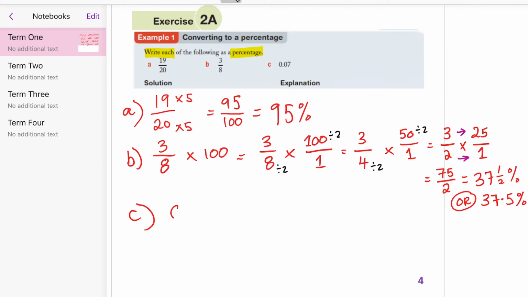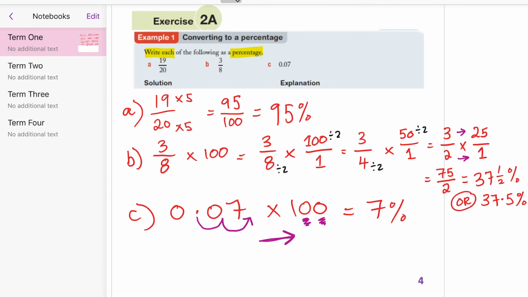Then with C, when we're dealing with a decimal, remember, changing it into a percentage, you will always be timesing by 100. Look at the 2 zeros that I have on my 100. That's how I know how many times my decimal point is going to move to the right. Okay? So the decimal point is going to jump 1, 2 to the right. And then I know my answer is 7%.